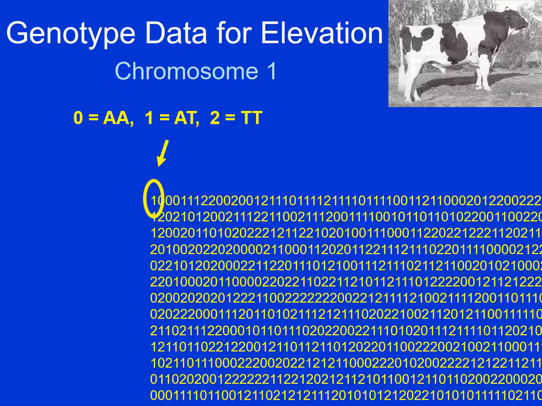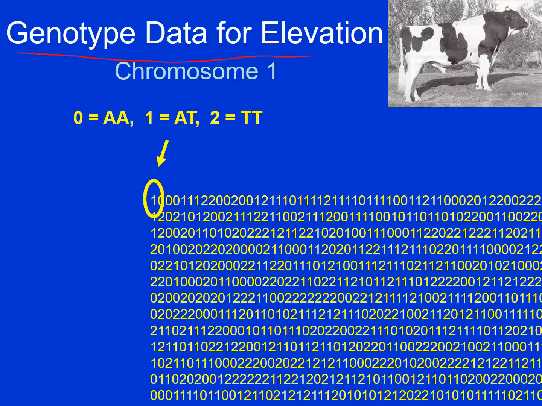Just for you, a little demonstration here. This is genotypic data for Elevation. Elevation was a bull that was born in the 1960s. They were able to do a genomic evaluation, or a DNA test, on him from semen that has been frozen from that time. So 50 years after the semen was collected, we got a DNA test on Elevation, long after he was no longer living, of course.